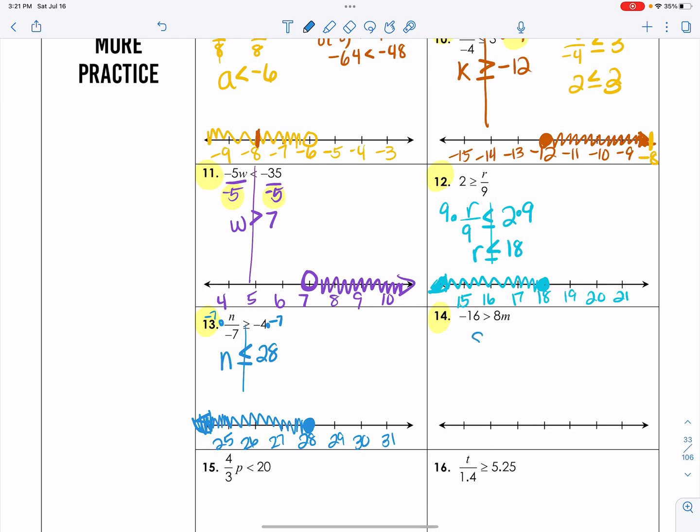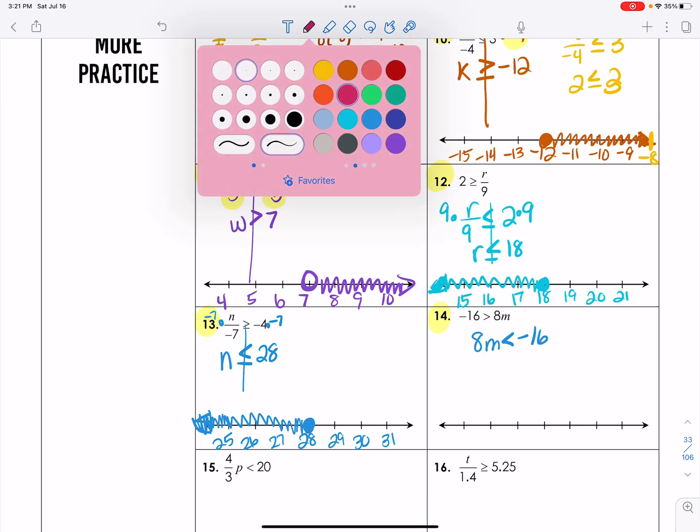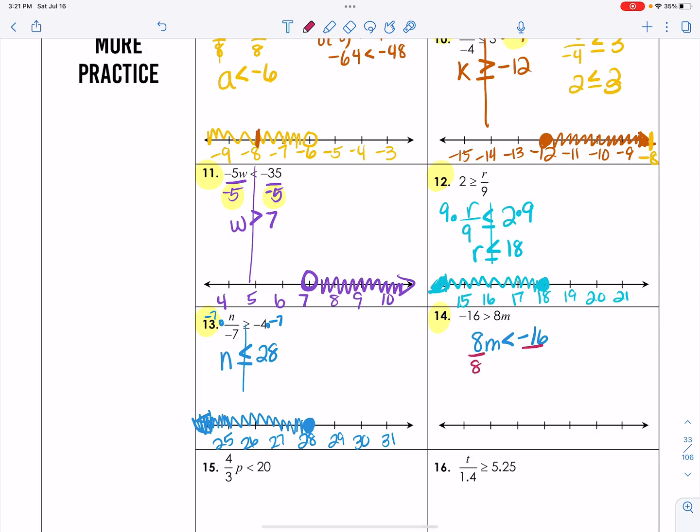Okay, and then on the last one, I would rewrite it. Now, this one, kids always want to flip the sign, but I'm dividing by 8, right? 8 is positive. That red number that I'm dividing by is positive. You do not flip the sign. You only flip the sign when you're dividing or multiplying by a negative. So open circle, and I'm going less than, so it's this direction. Okay?